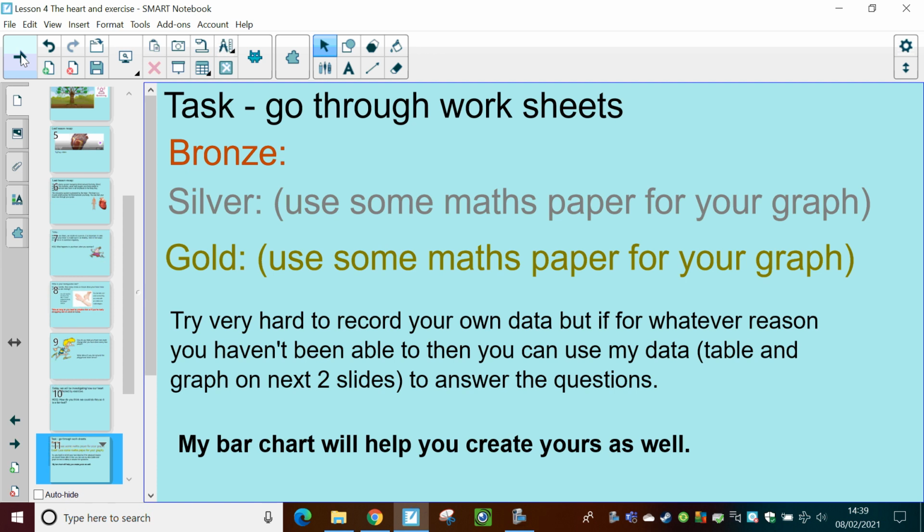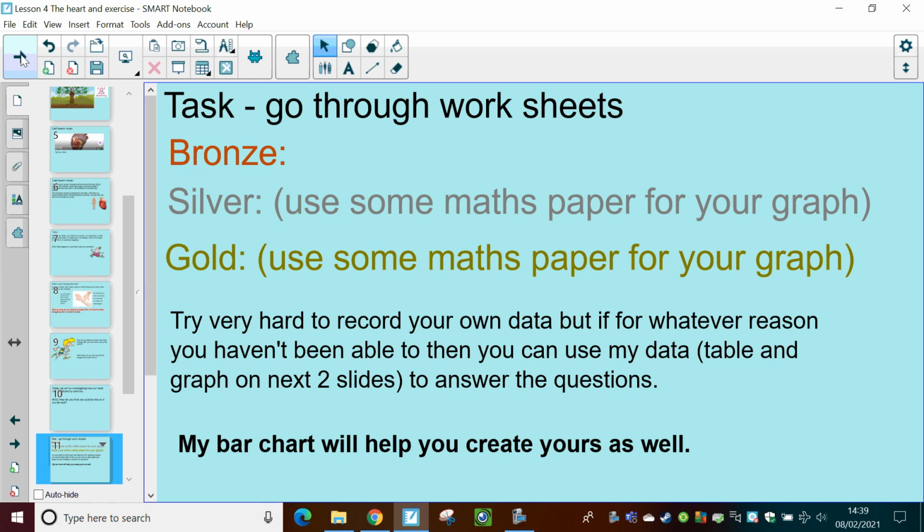So, I'm going to go through the bronze, silver, and gold worksheet. When you have a look at them, they're really self-explanatory, okay? If you can print them off, then that's great. You just write the answers on your sheet. If not, you just write the answers in your book. You do not need to print them off.